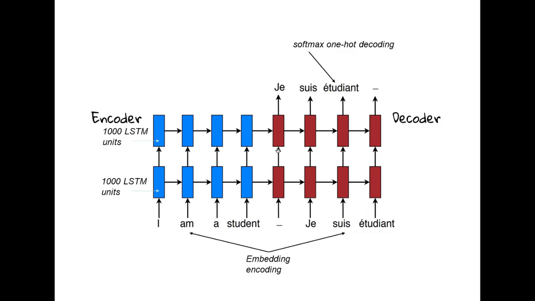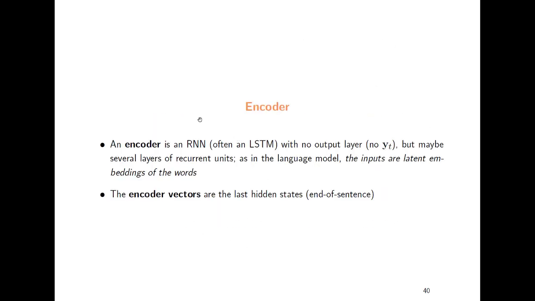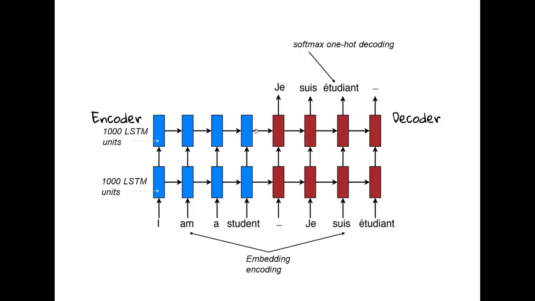So this architecture makes sense, but again, the most amazing thing for me is that it really works and gives you really good performance. Yeah, the encoder in recurrent neural networks is often an LSTM with no output layer, but maybe several layers of recurrent units. And the encoder vectors are the last hidden states. So here's the translation from the encoder to the decoder only by these connections here and by the information flow from blue to red. And also it knows when the sentence ends.